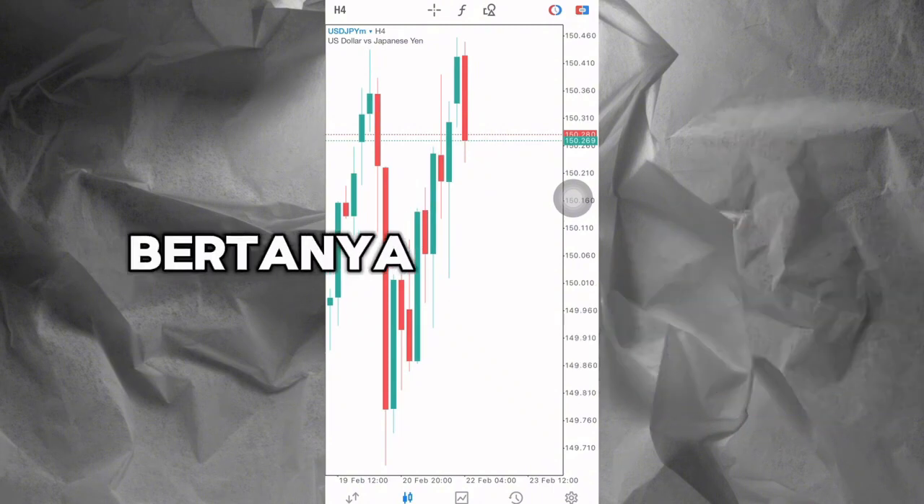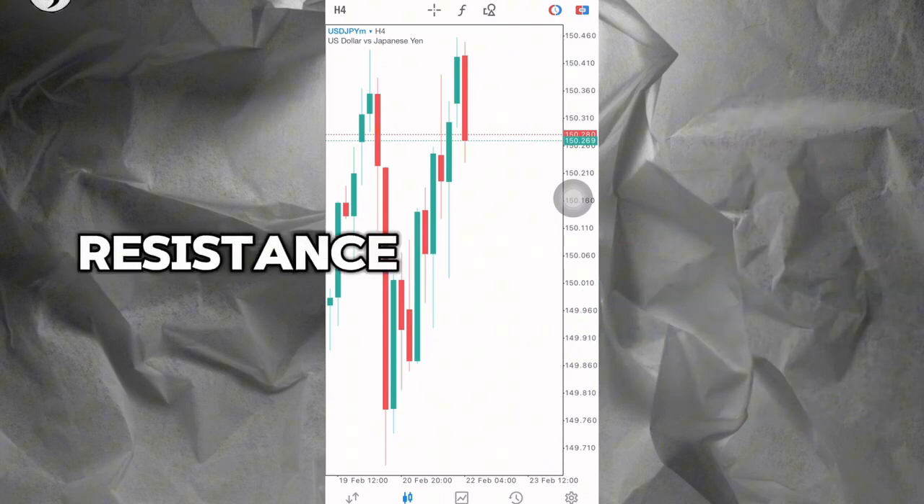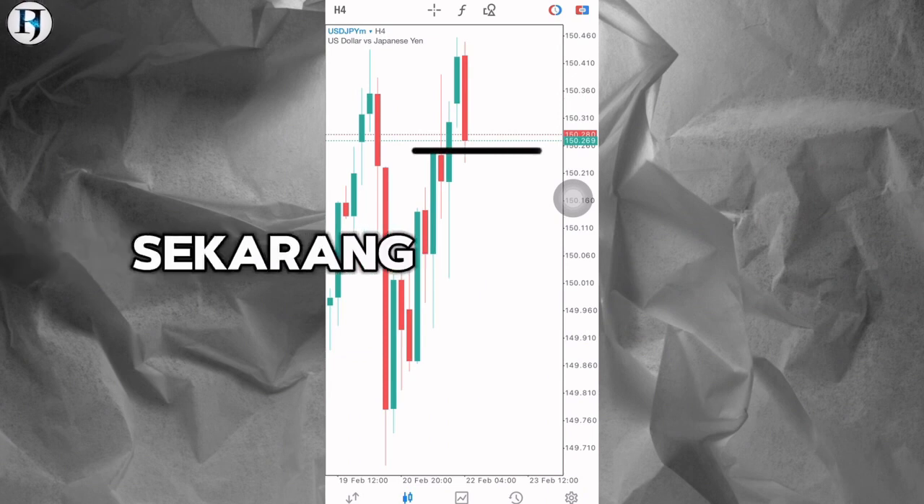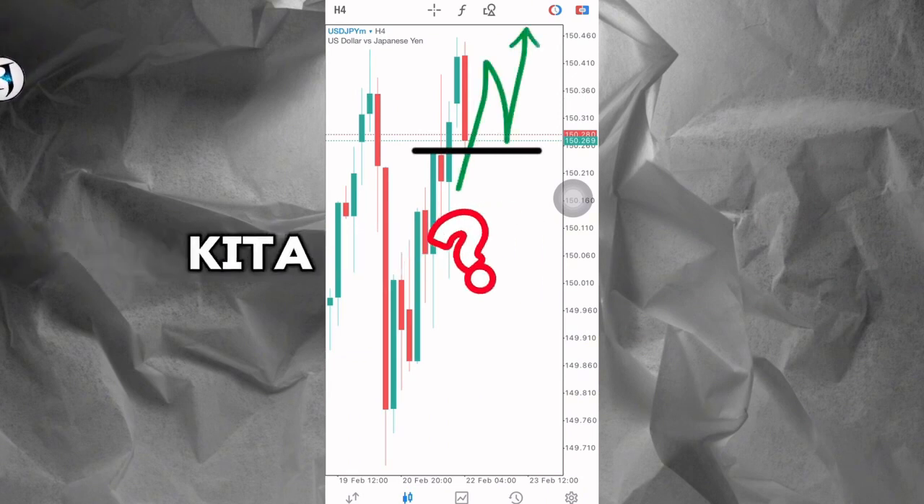Okay, it's time for me to ask. Look here, there is confirmation again where the market managed to break resistance again. The question now is, what are the chances that the market will do the same thing as before? Let's see together.